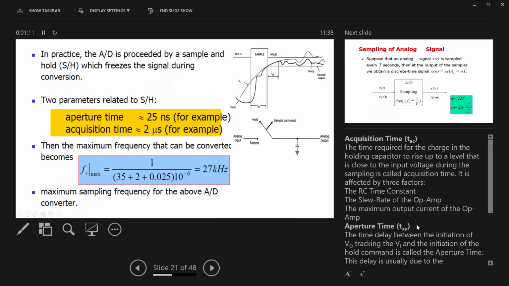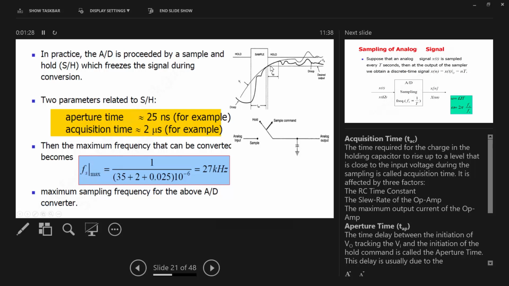The second important specification is the aperture time. What is the aperture time? The time delay between the initiation of the hold command and the output starting to track the input. Now, here at this point, the output starts tracking the input voltage.